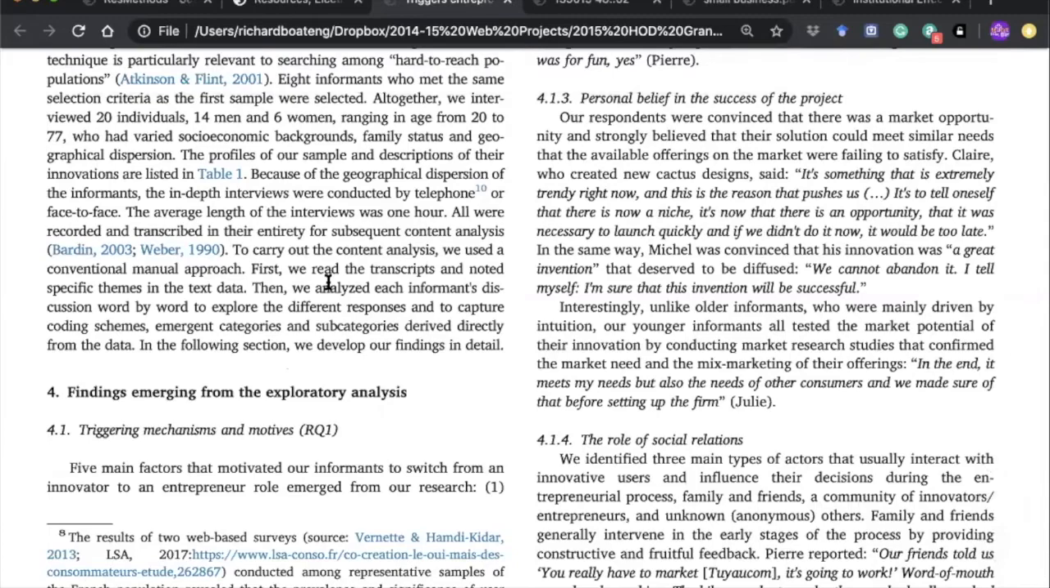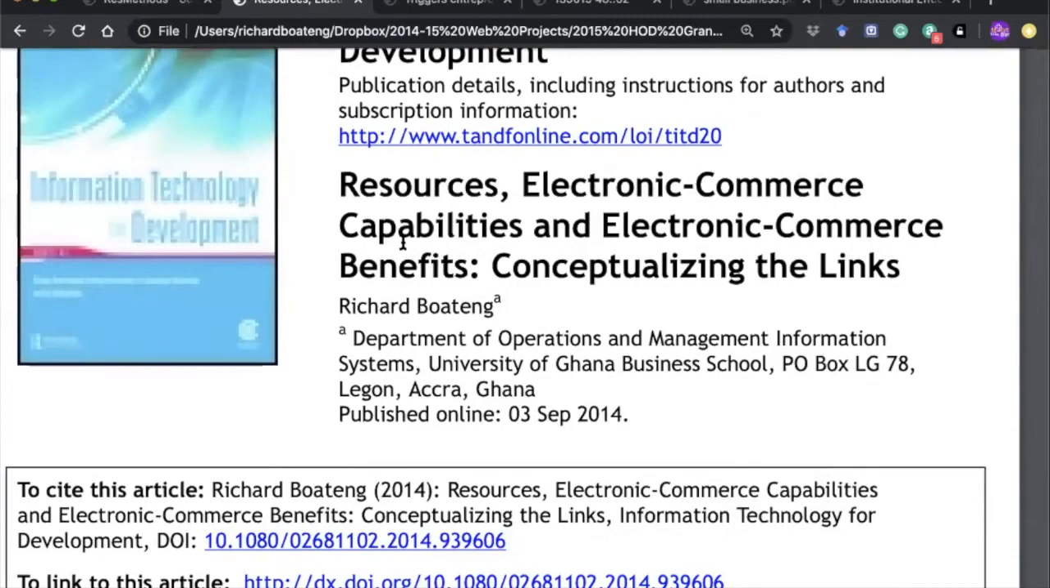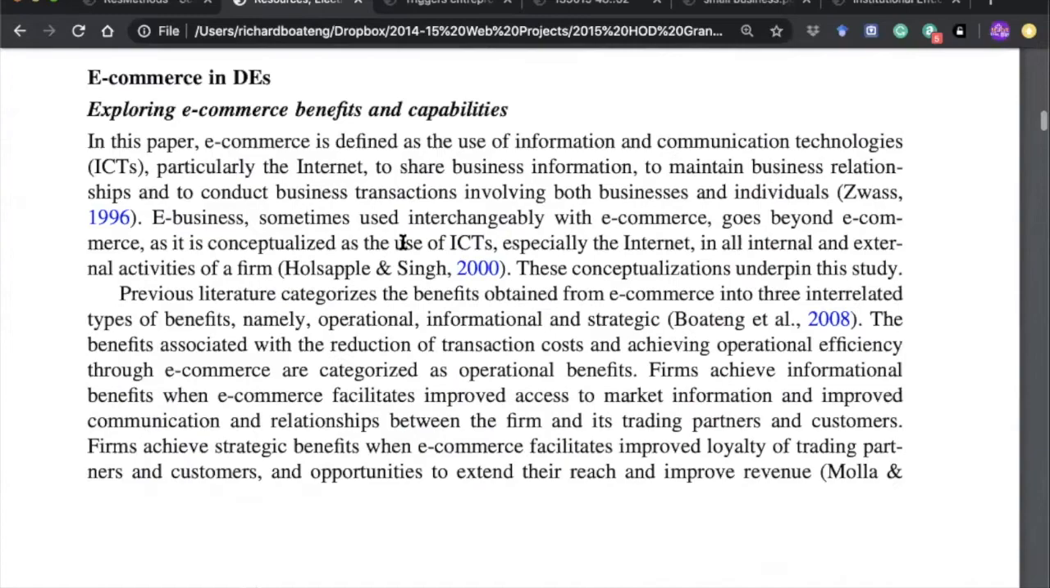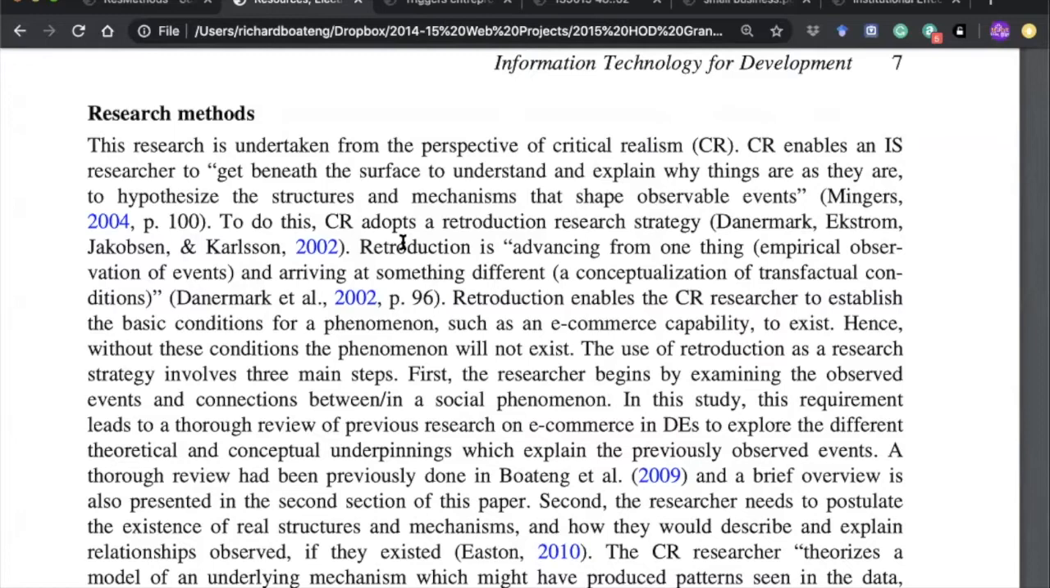Okay, so this one is a paper by myself. The paper is on resources, electronic commerce capabilities and electronic commerce benefits, conceptualizing the links. So what we try to do in this particular study is to look at how firms develop e-commerce capabilities and that will lead to benefits, and what resources underpin those two processes. That's all we are trying to do here.